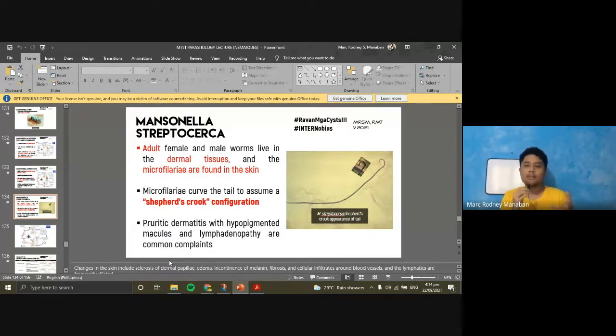So again, the same reminder, dears: be careful with the question, read it carefully, read it twice if you still have time, so you can check your answer, because you could lose points. Now, for symptoms, there could be pruritic dermatitis, itching of the skin. Hypopigmentation and lymphadenopathy can also occur. Changes in the skin include sclerosis of dermal papillae, edema, incontinence of melanin, and infiltrates around blood vessels; lymphatics are also involved. Because it is found in subcutaneous tissue, the symptoms felt are changes in the skin. So that's Mansonella streptocerca. But generally, Mansonella species are less likely to cause severe infections; they are known not to cause serious infections.